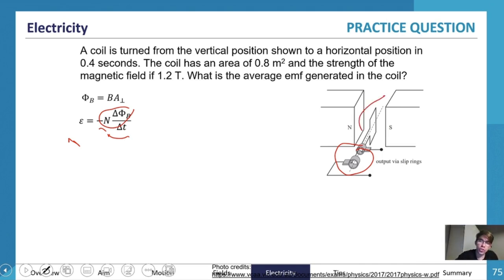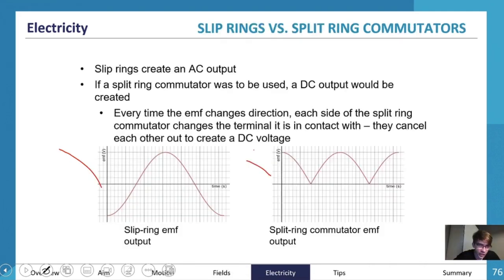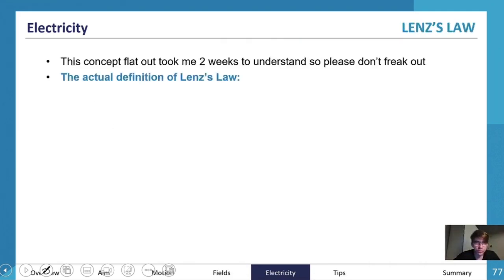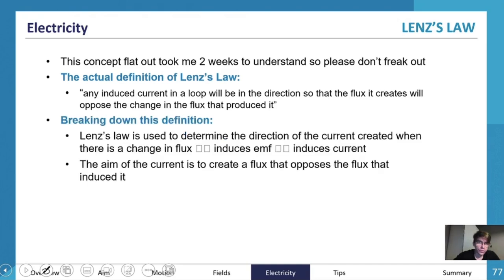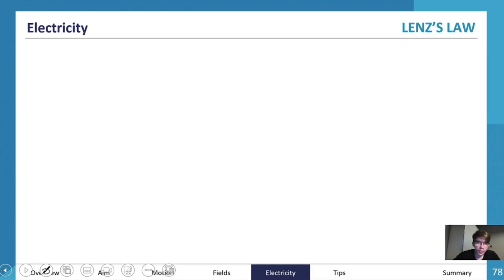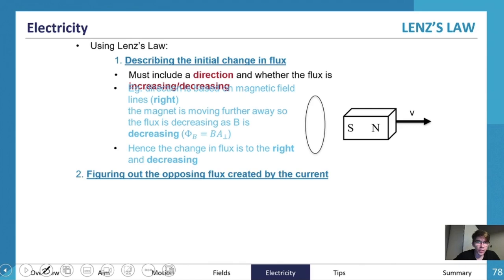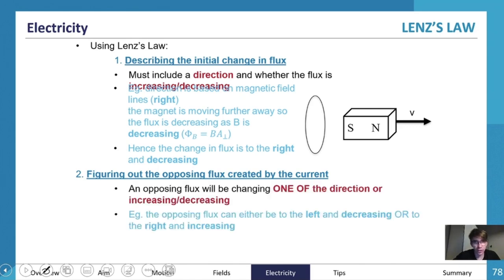So electricity is generated here, and then what's the output? Well, you can control it. You can either make it continuous or discontinuous, AC or DC. But it takes a bit of time to understand them. You need to understand how it actually works. You need to understand Lenz's law.